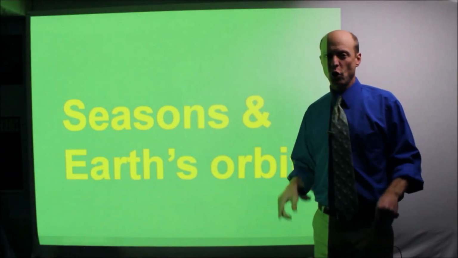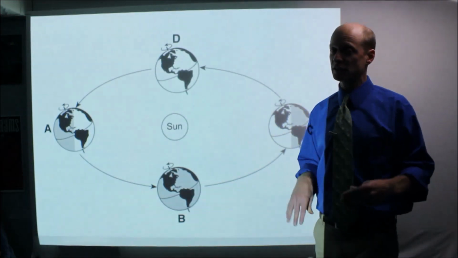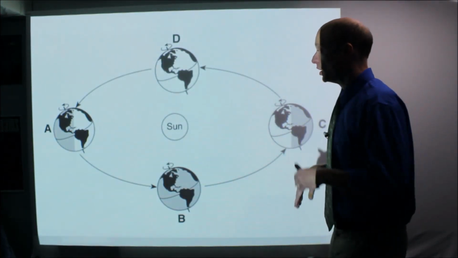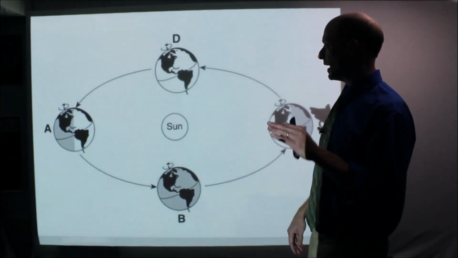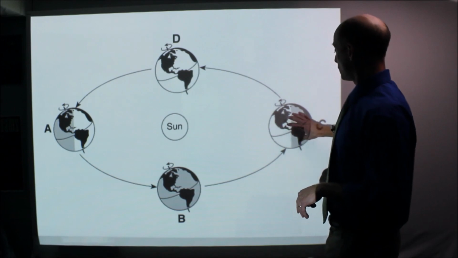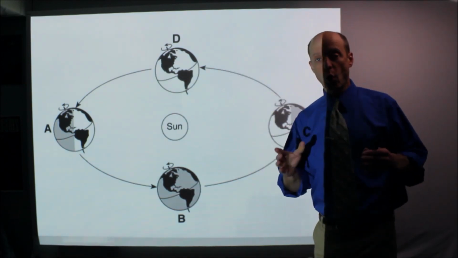Seasons and Earth's orbit. This is a big topic. There are questions on this every single test, so make sure you're on top of it. So what this is showing is Earth's orbit around the sun, not to scale by any means, but it basically goes from D to A to B back to C, and takes 1 year.